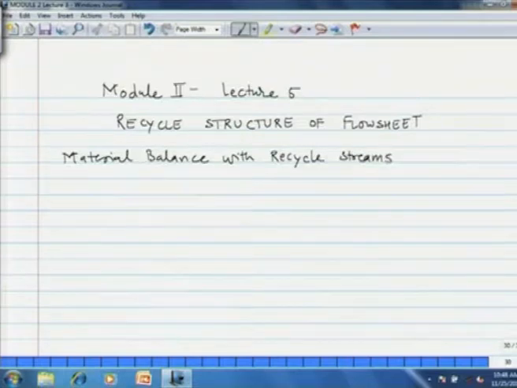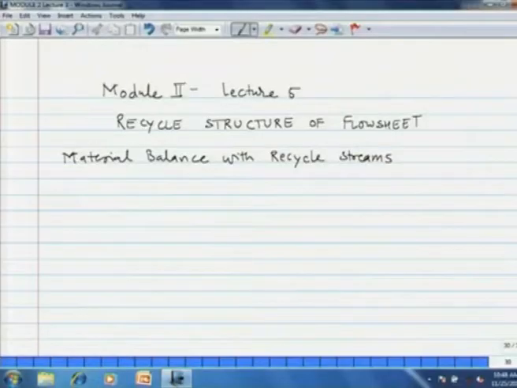We have already seen the material balance for the overall process in the form of input-output structure of flow sheet. We now open that process box that we drew in case of input-output structure of flow sheet and make it into two boxes. First is the reactor system and then the separation system, and then we try to do material balance across these two boxes.